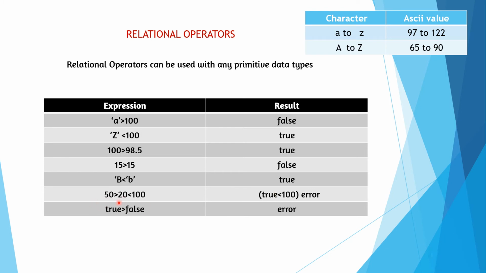That means 50 greater than 20 less than 100. Here this condition cannot be combined, so an error will come. The Boolean value double equal can be used for checking if the value is true, but the greater than and less than signs cannot be used with Boolean. True is not greater than false, and false is not less than true, so an error will come. So like this, the concept of relational operators can be used in programs.